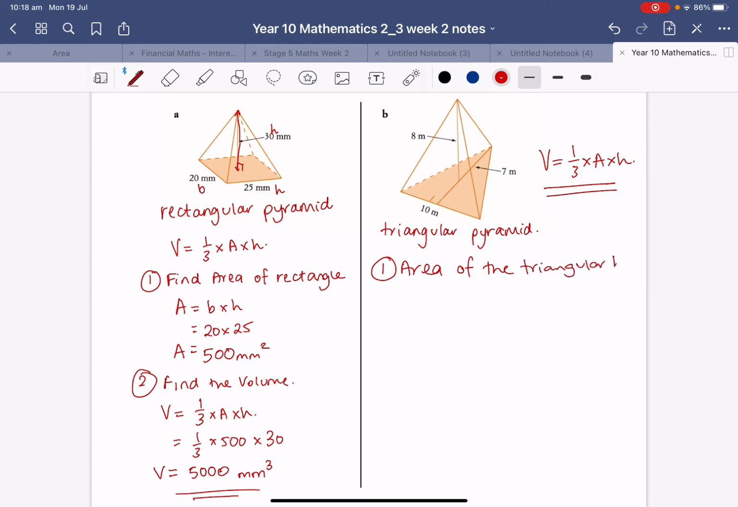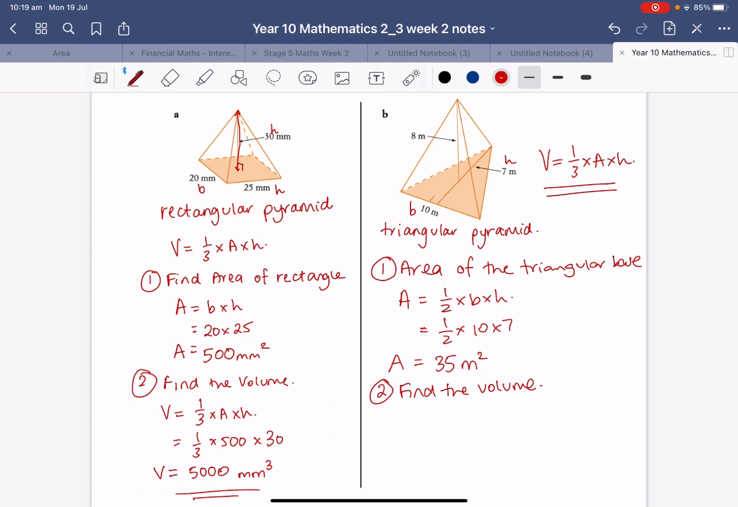If we remember rightly, the area of a triangle is half times base times height, where our base is the 10 and our height is the 7. So we do half times 10 times 7, which equals 35. And don't forget our units, meters squared. In the Google form, you won't have to put them units in, but it's always good to have a mental note for your working out. The second step is to find the volume.